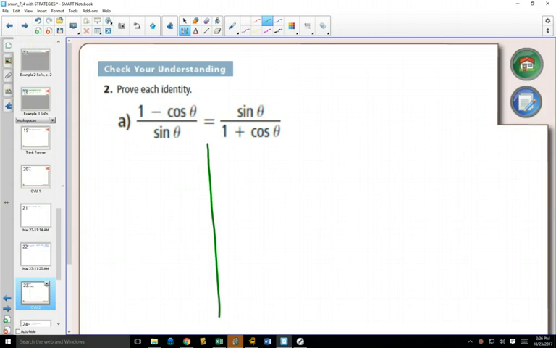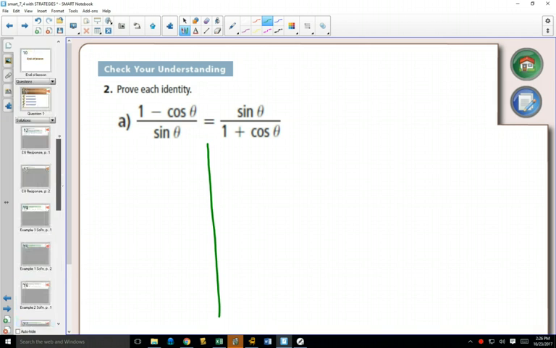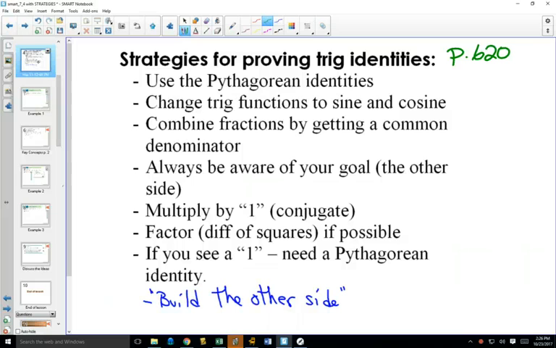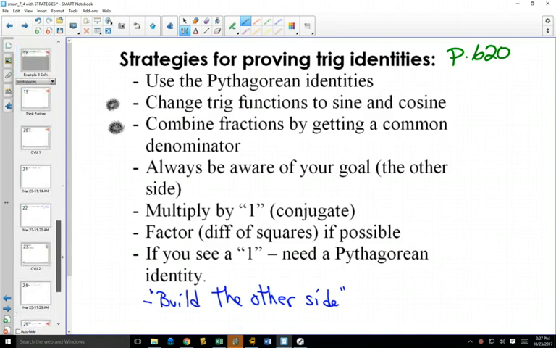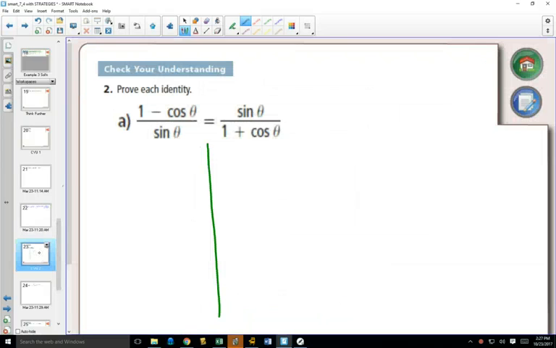So, in this one, it's already changed to sine and cos. Remember, I'll re-highlight them on here. On our strategies, our go-to strategies were these two, right? Change to sine and cos and get things to be a single fraction. Those are our go-to strategies. And in this one that we're just about to do, it's already done. Things are sine and cos, and they're both already a single fraction.